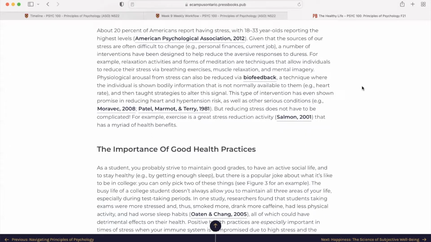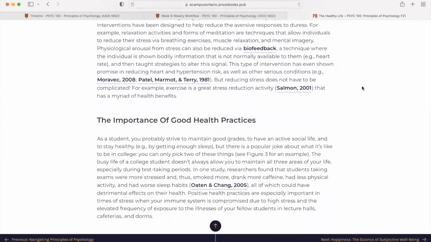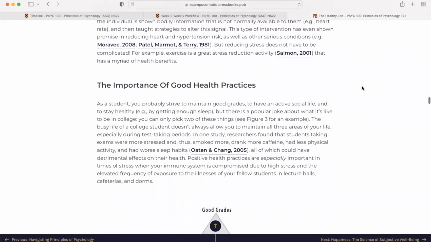Physiological arousal from stress can also be reduced via biofeedback, a technique where the individual is shown bodily information that is not normally available to them, for example, heart rate, and then taught strategies to alter this signal. This type of intervention has even shown promise in reducing heart and hypertension risk, as well as other serious conditions. But reducing stress does not have to be complicated. For example, exercise is a great stress reduction activity that has a myriad of health benefits.